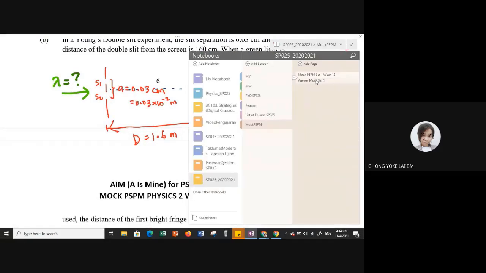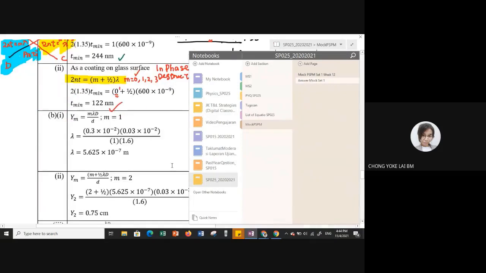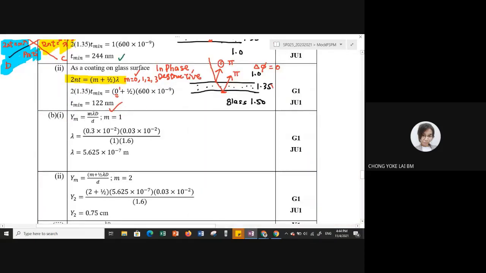So kita tahu distance from the center. So kita terus guna formula YM lah. YM is m lambda D over d. Bright kan? Bright maksudnya konstruktif. So kalau konstruktif, kita kena guna formula untuk konstruktif lah. M lambda D over d. So our m is 1 lah. Our m is 1.